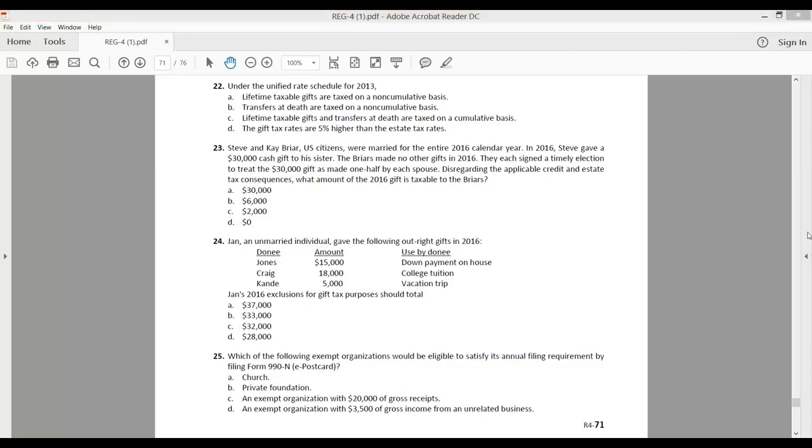I saw somebody's hand was raised. Deepika, your hand is raised. I've unmuted you. I think it will be 33,000. Yes. And how did you arrive at 33? 14,000 for the down payment on the house, 14,000 on college tuition, and 5,000 on the vacation trip. Exactly. So the full 5,000 gets excluded, right? So in total, 33,000 is the exclusion. And all of these are present interest gifts, right? And therefore, the exclusion is available.